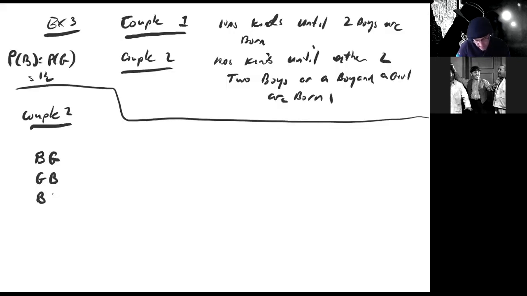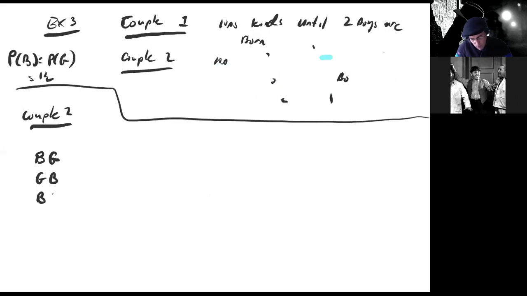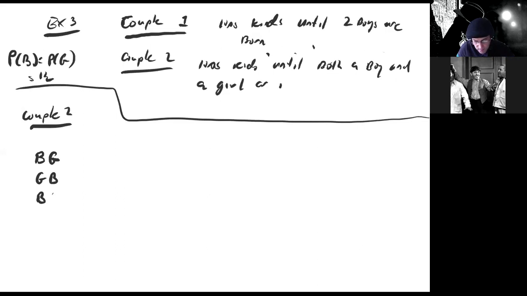I think I misstated couple 2's goal. Let me start over. Okay, so couple 1 has kids until 2 boys are born. Couple 2 has kids until both a boy and a girl are born. Okay, that's the question I want to answer. So I want to compute the expected value of the number of children of couple 2. So X equals the number of children that they have.